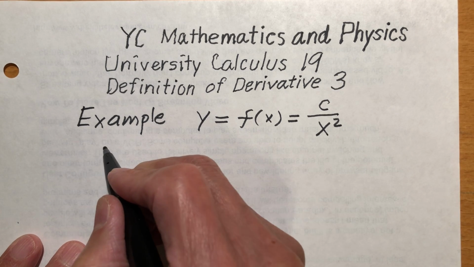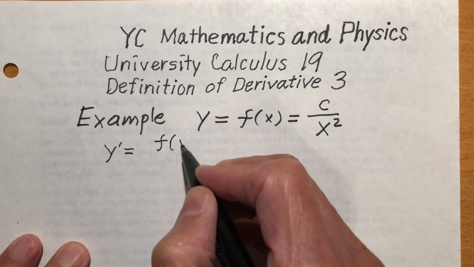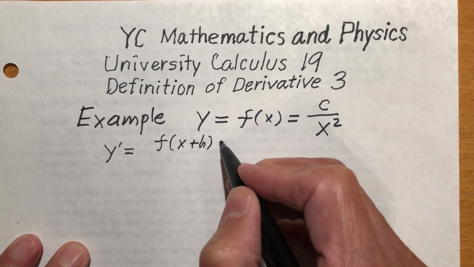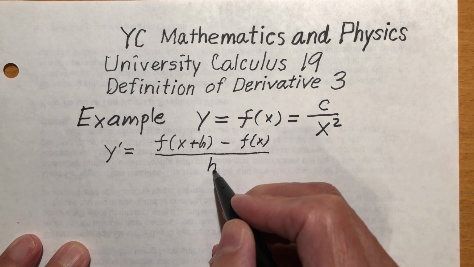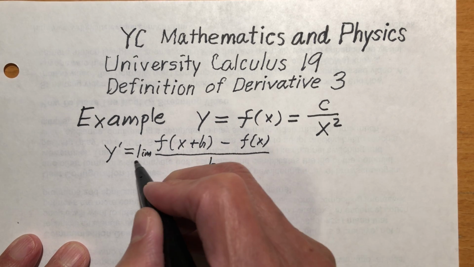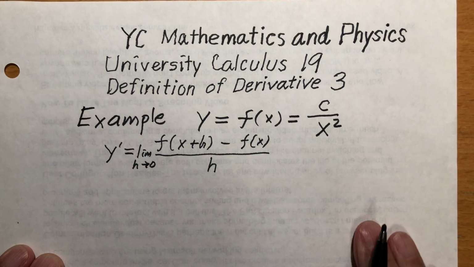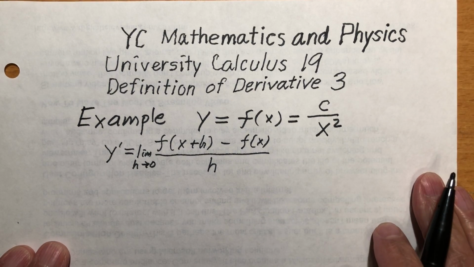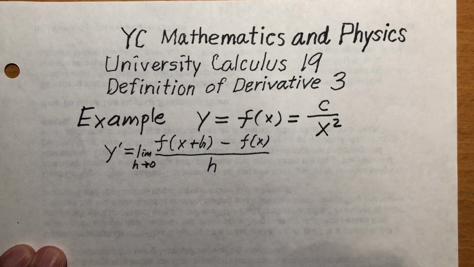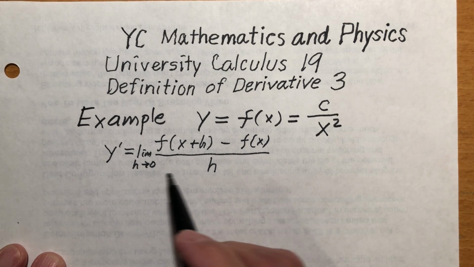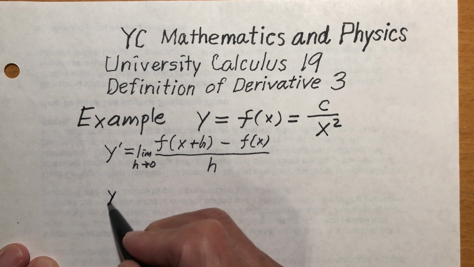So the definition says y prime is equal to the limit as h goes to 0 of f of x plus h minus f of x, divided by h. This is the definition. As before, we have examples in part 1 and part 2. Now we use the same definition, this formula, to do this example. So what is our y prime?